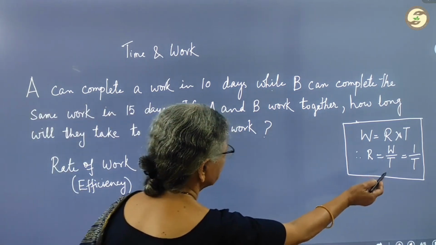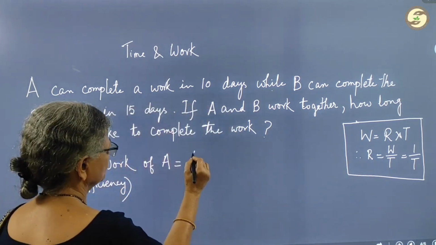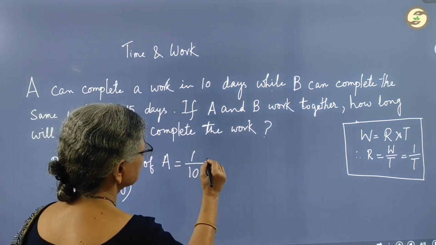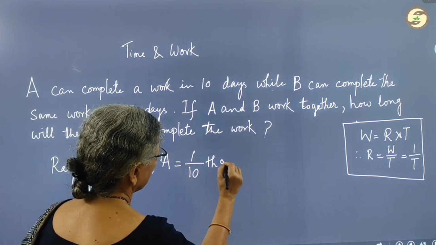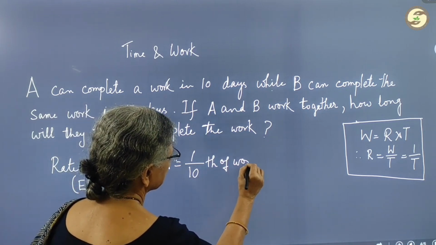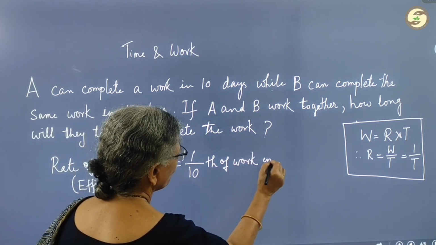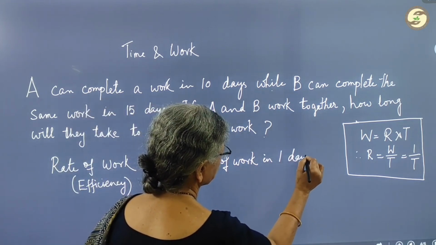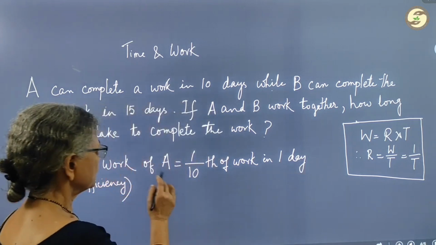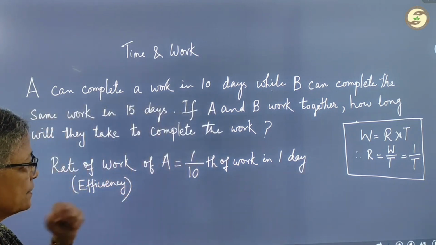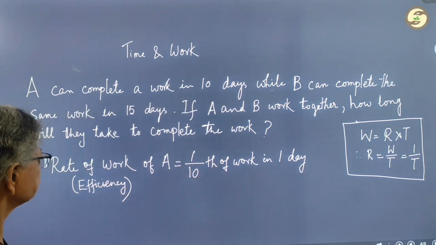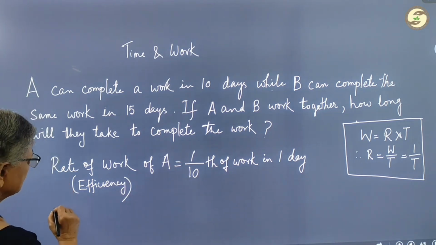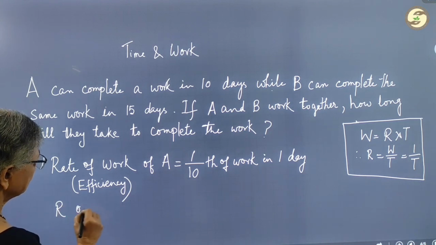Rate of work is work by time. Work is 1 unit and time taken by A is 10 days. So, it is 1/10 of the work he can do in 1 day. That is his rate of work or efficiency of A, 1/10 of the work. What is the efficiency of B? R of B.